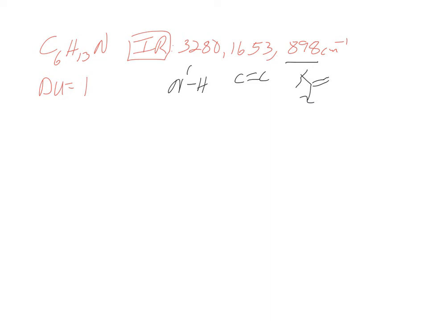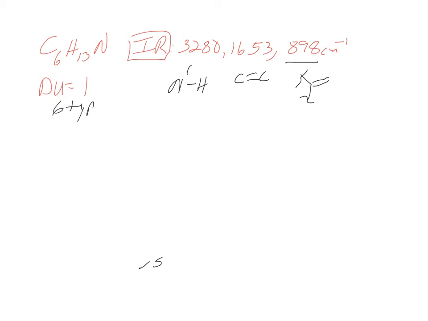Now we look at our NMR, and I see 1, 2, 3, 4, 5, 6 peaks. 6 different peaks. Let's write those out. All right, so how many different types of protons do we have? 1, 2, 3, 4, 5, 6. We have 6 types.